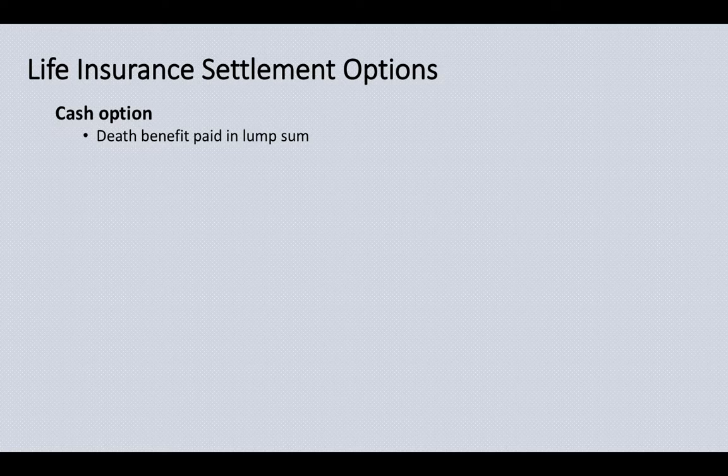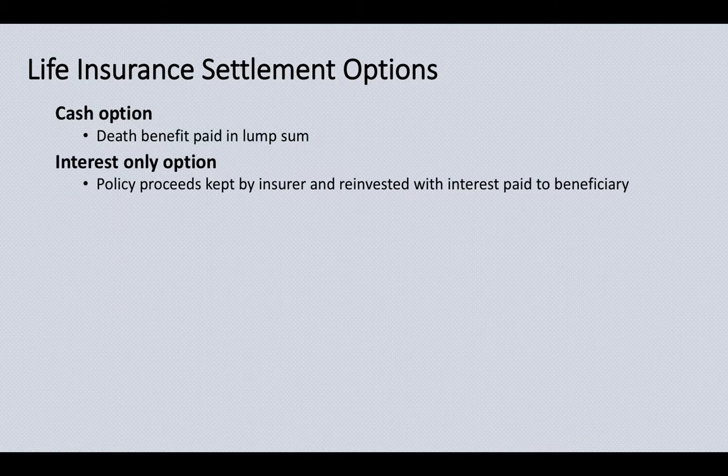Then the interest only option. Policy proceeds are kept with the insurer and reinvested, with interest paid to the beneficiary. So with this option, let's say you have a $1 million death benefit. You say, I'm not going to take the $1 million, I'll have them invest it and pay me the interest. Let's say they pay you $40,000 a year in interest. So they won't touch the principal.